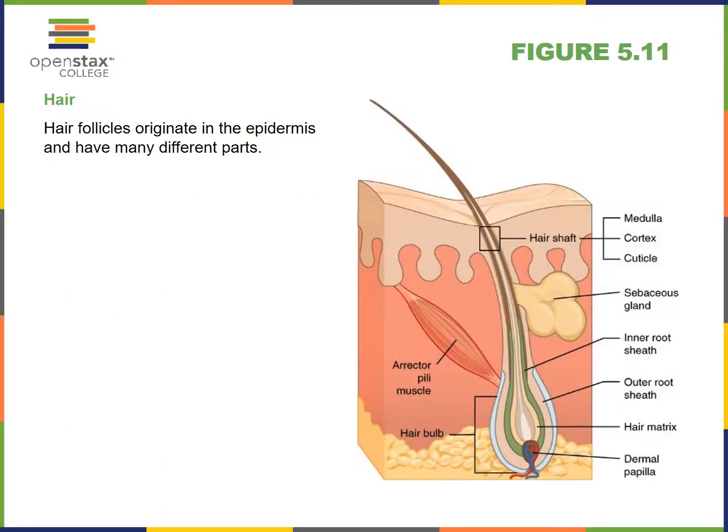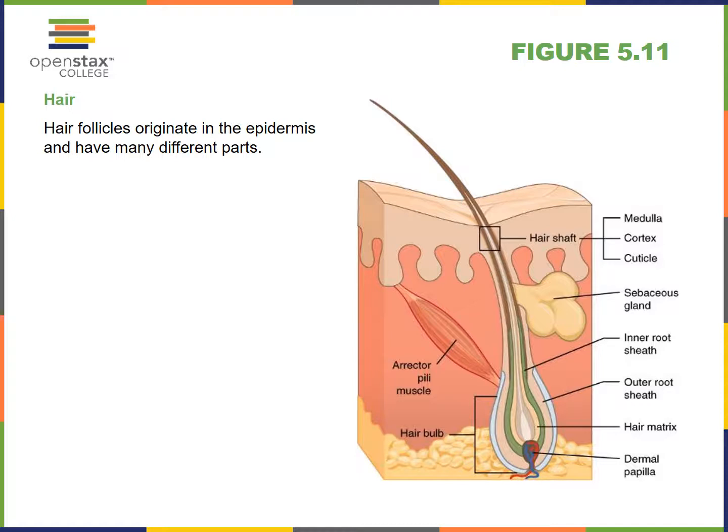So we look at figure 5.11. See a nice picture of a section of the skin, the epidermis, the dermis, and the upper part of the subcutaneous layer, and with the hair and the hair follicle. So hair is just this keratinous filament that's growing out of the epidermis. And again, I said it's primarily made of dead keratinized cells.